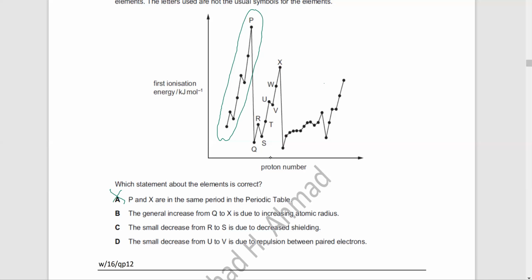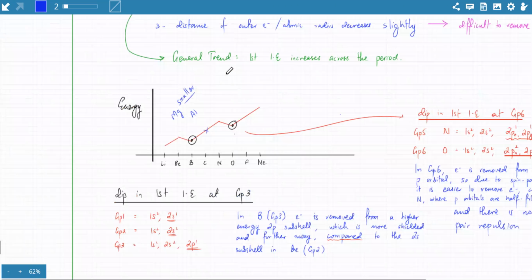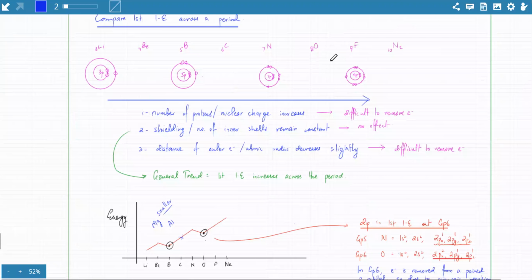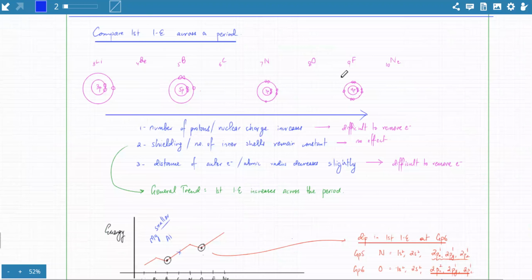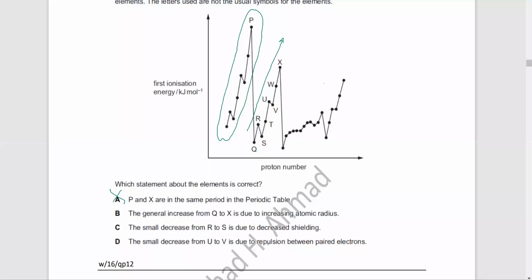The second statement, the general increase from Q to X is due to increasing atomic radius. So Q to X is saying, why do ionization energies increase across the period? Why is there a general trend? The number of protons keeps increasing across the period. As you move across the period, 3 protons, 4 protons, 9 protons, 10 protons. So it becomes harder and harder. The electrons get more strongly attracted.